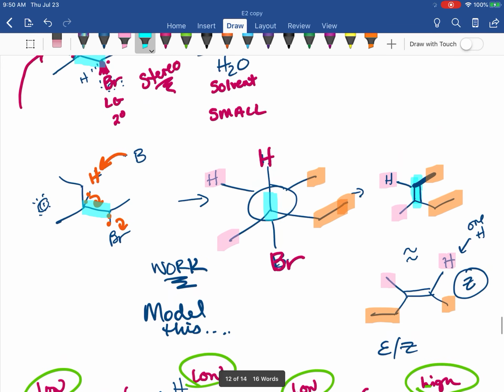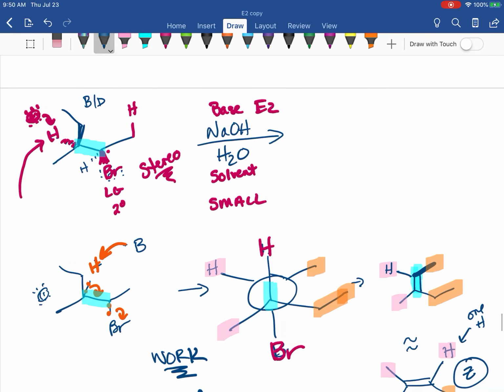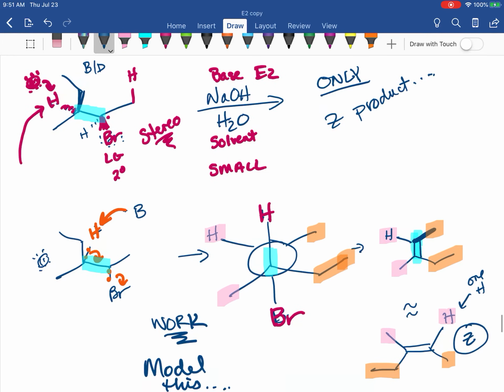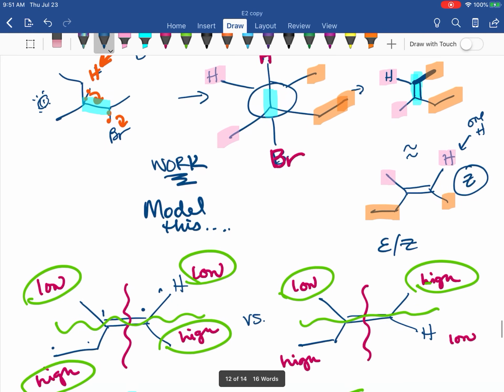So what did we make in this whole thing? Holy cow, that was a lot of information. We made only one product, and it was the Z product. And that's because we had stereocenters there, and our reaction has to go through antiperiplanar. So we literally made only this one. We did not make the other one. Okay, I love it. Let's stop this video here.